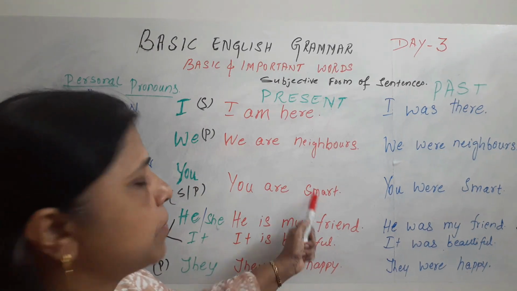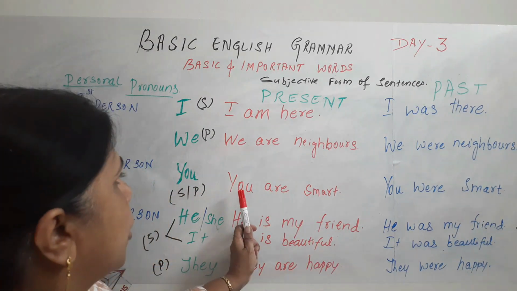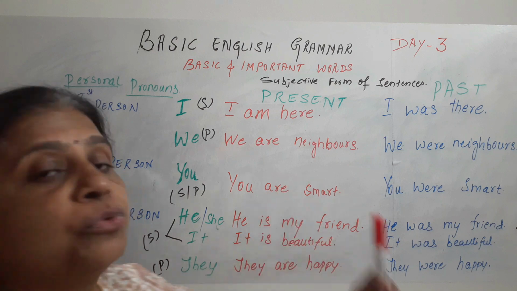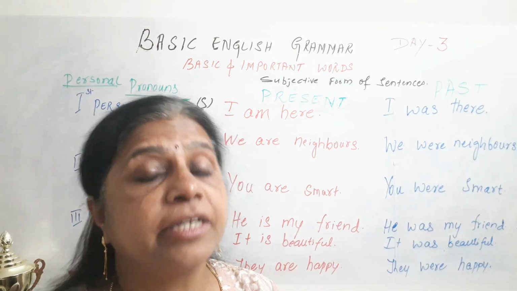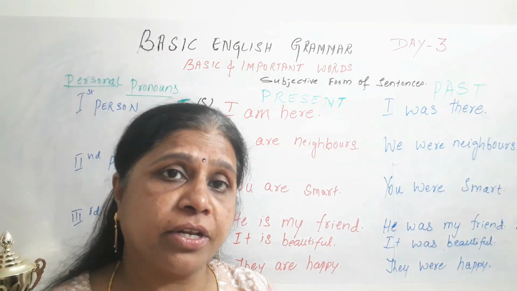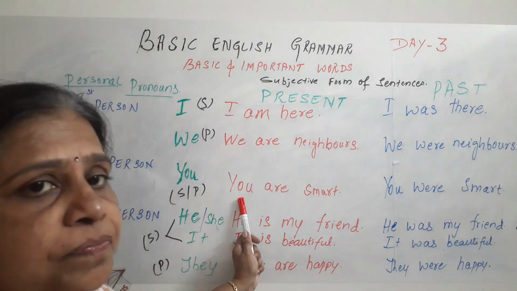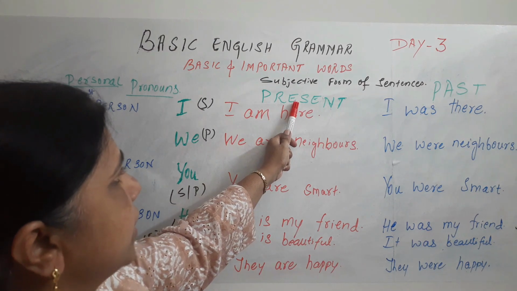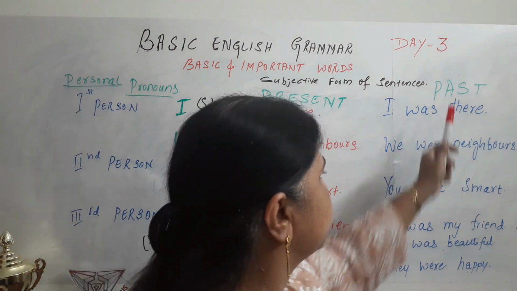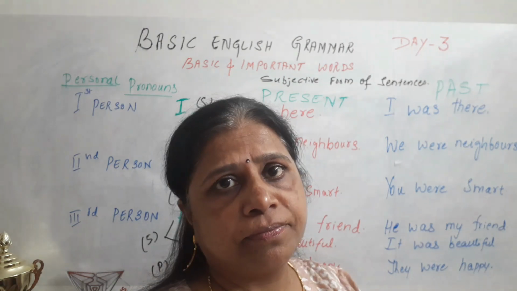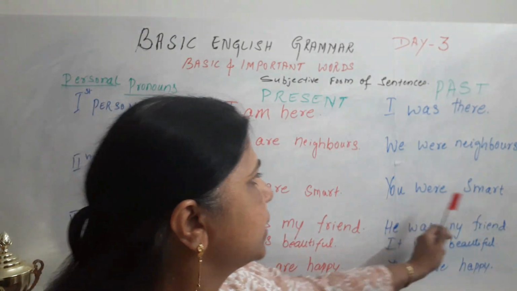You are smart, and along with you we always use are. It might be singular or plural. We use are for you. That is in present tense. And for past tense we use you were. Right? You were smart.